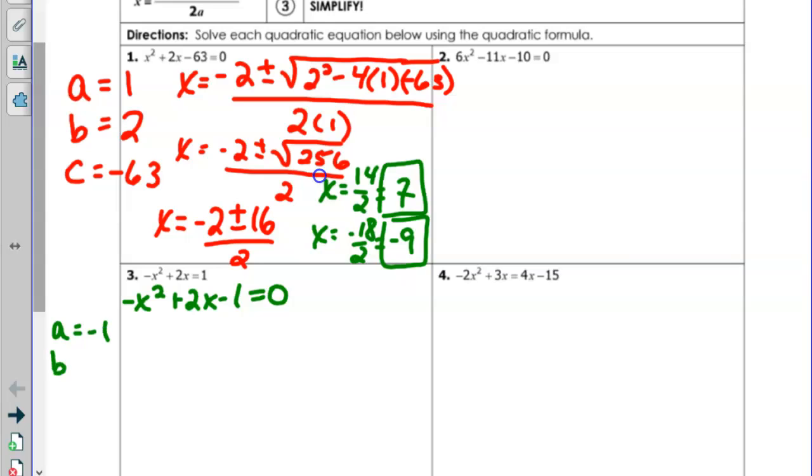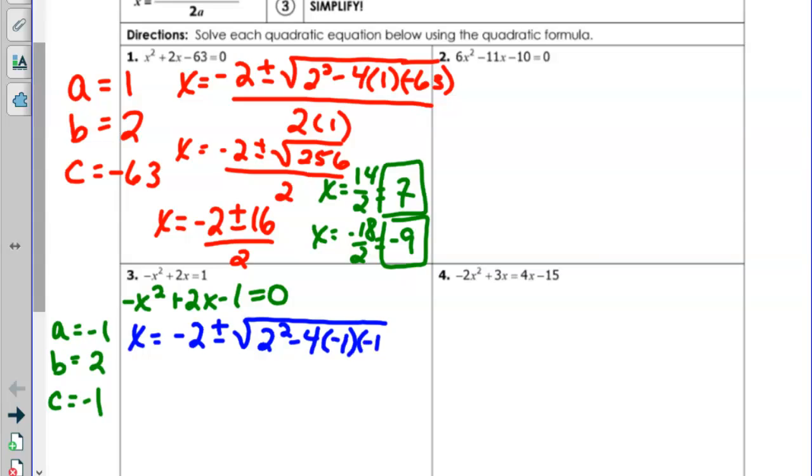Good. And what is B equal to? And then C. Okay. We're going to put this all into the quadratic formula. We're going to have opposite of B, so x is equal to -2 plus or minus the square root of b squared minus 4ac, all over 2a. Is everybody okay with how I'm plugging that in?